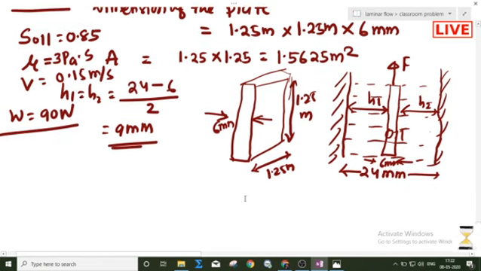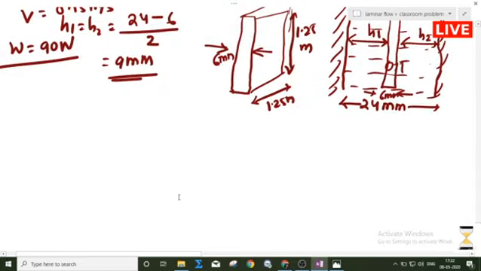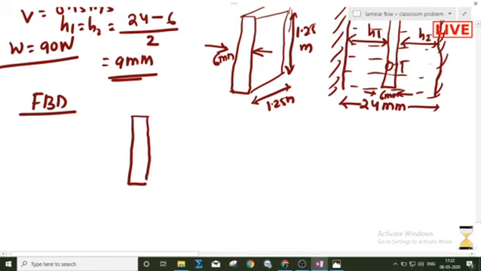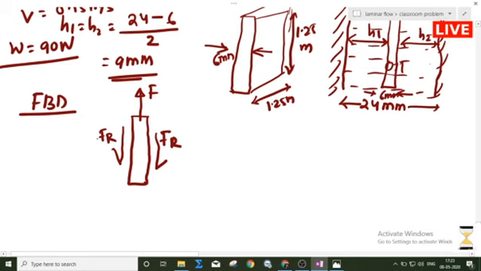Now I have to draw the free body diagram of this plate. I am drawing the front view. So this is the thickness of the plate, which is now pulled by a certain amount of force. What will happen? There will be a frictional resistance, viscous resistance or shear resistance, that is Fr. The shear stress will be created. When shear stress is created, a frictional resistance will occur at the surface area of this plate.